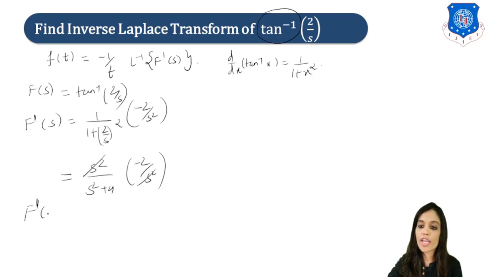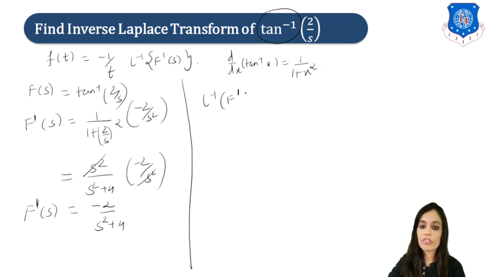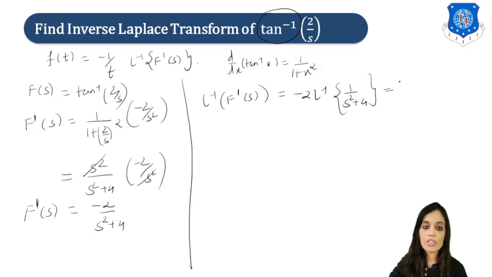So f dash of s will be equal to minus 2 upon s square plus 4. Now we have to find the Laplace inverse of f dash of s. So Laplace inverse of f dash of s will be equal to minus 2 times Laplace inverse of 1 upon s square plus 4. So the inverse of this function is minus 2 outside, and the inverse of this is 1 upon 2 sine 2t, right? So 2 and 2 will get cancelled out, right?